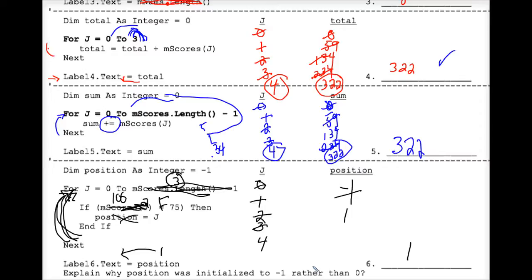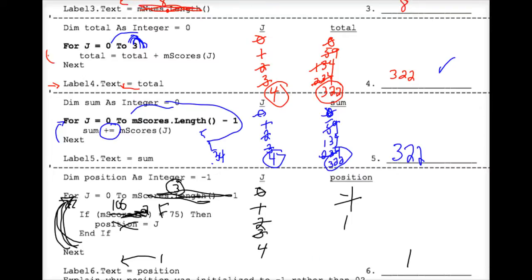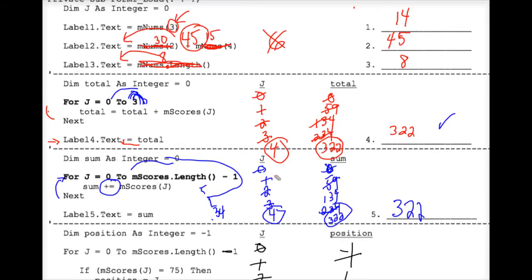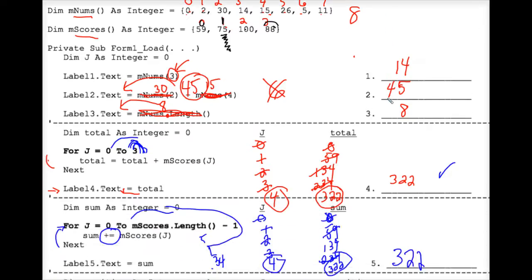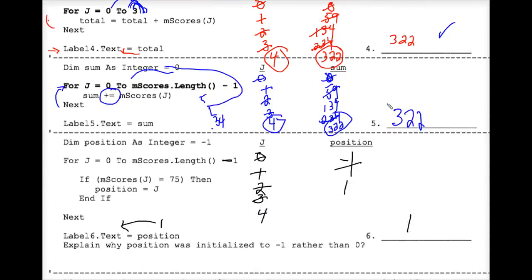Now, do you know what we just did? We found the number 75, and we found its position number in the array M scores. We found the 75 right there. And we found this position number. And apparently that's something that's important in this computer program. We wanted, for some reason, the position number of the 75 to show up on the screen.